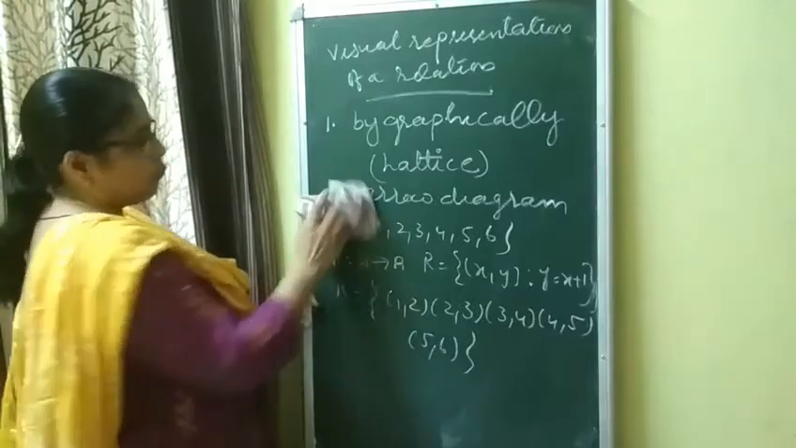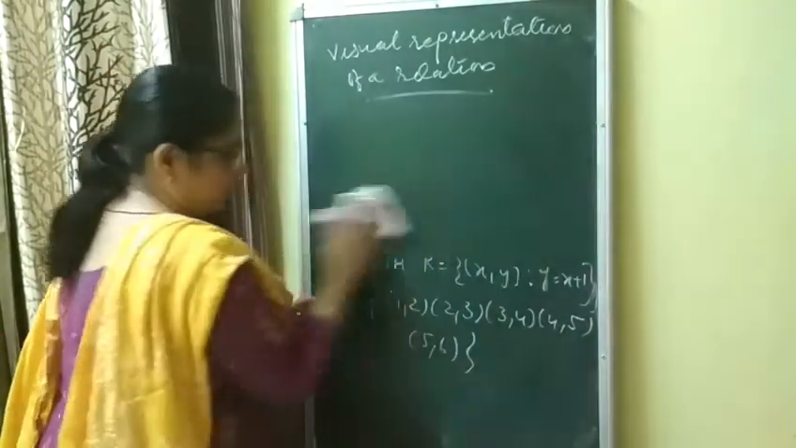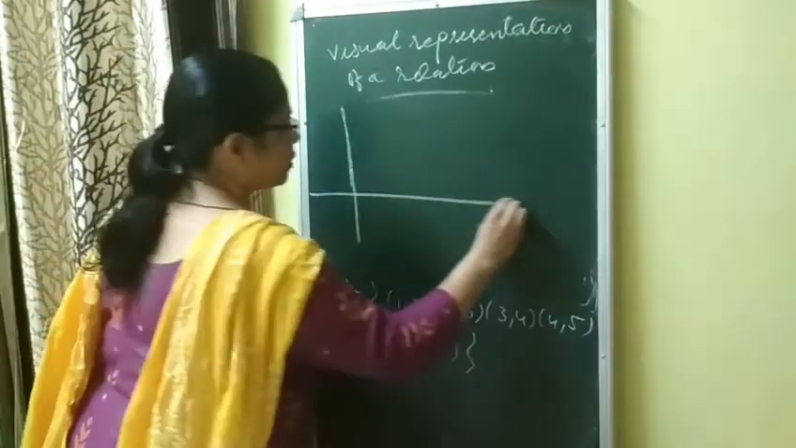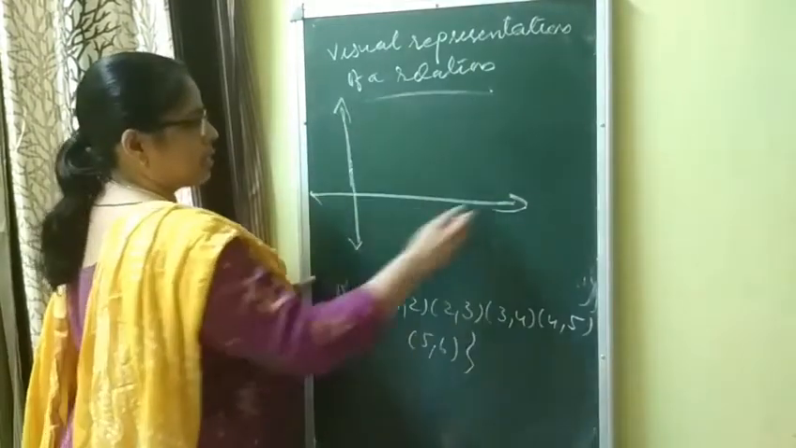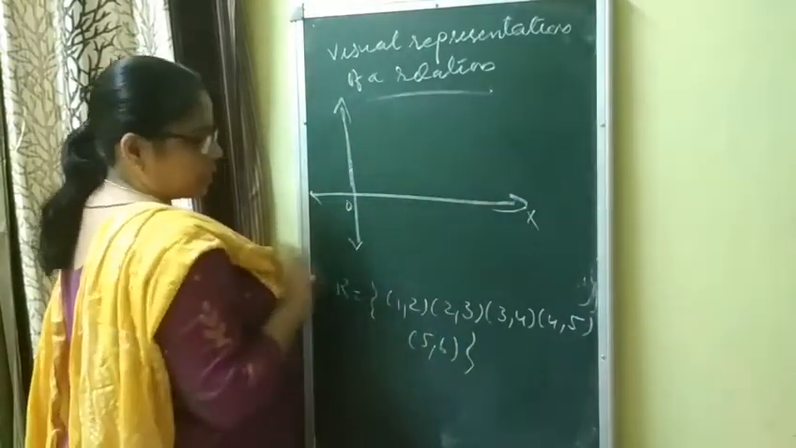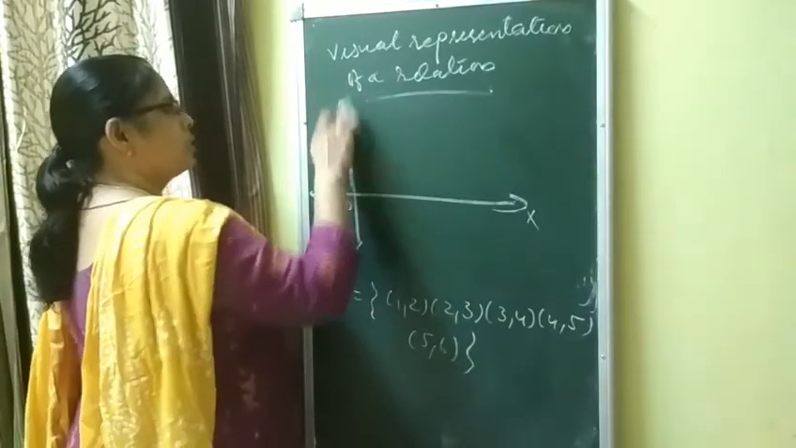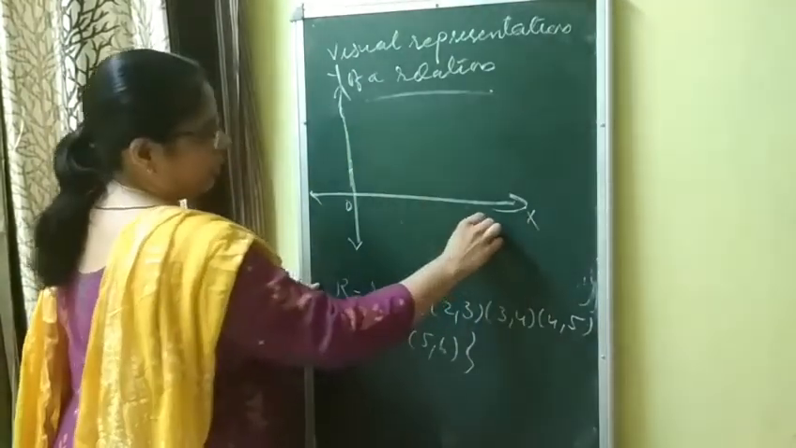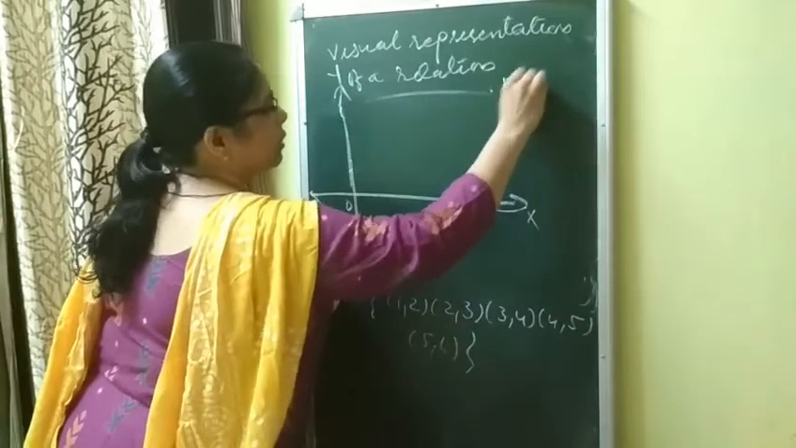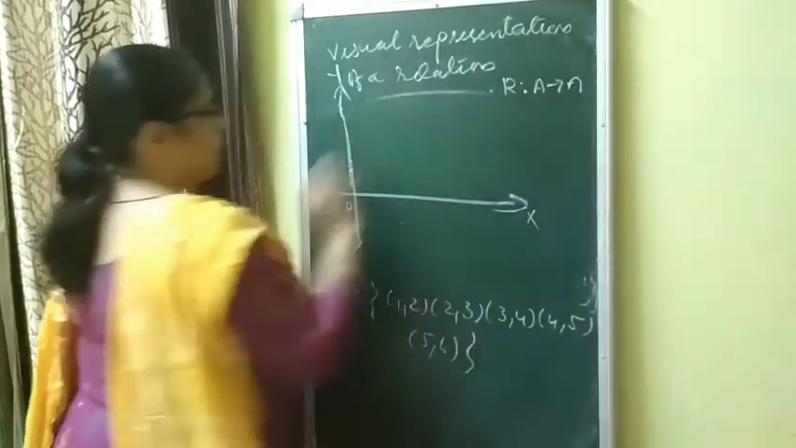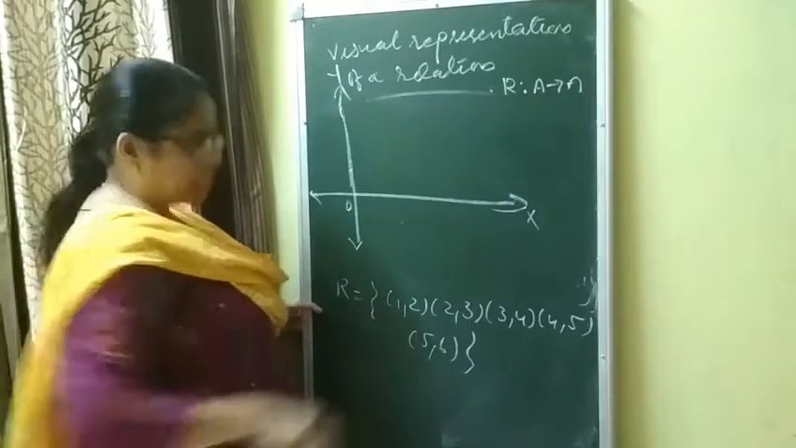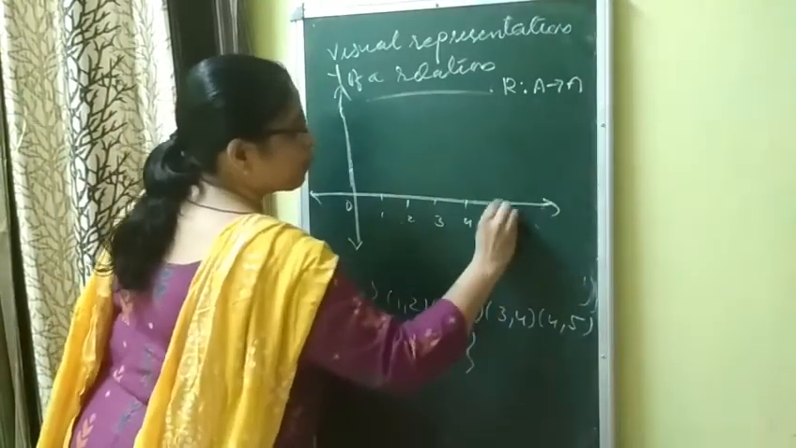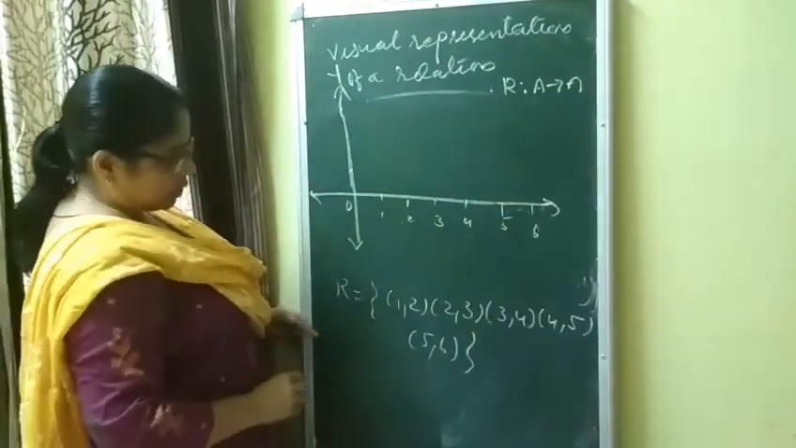Now, in the first method, it's simple. Like in the Cartesian product, you will make both axes, that is x-axis and y-axis, with the first set on the x-axis and the second set on the y-axis. Here both sets are the same, because we have derived relation R from A to A. A is given as 1, 2, 3, 4, 5, 6.